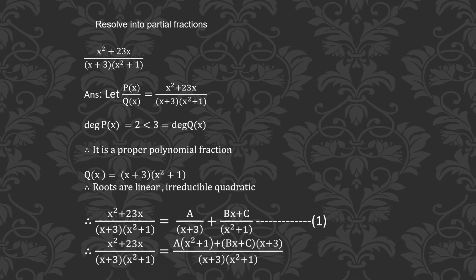And solve further. We will do cross multiplication and we will get the right hand side as a into x square plus 1 plus bx plus c into x plus 3 upon x plus 3 into x square plus 1. In equation 1, the denominators were the same, so they get cancelled and we get equation 2 as x square plus 23x equal to a into x square plus 1 plus bx plus c into x plus 3.